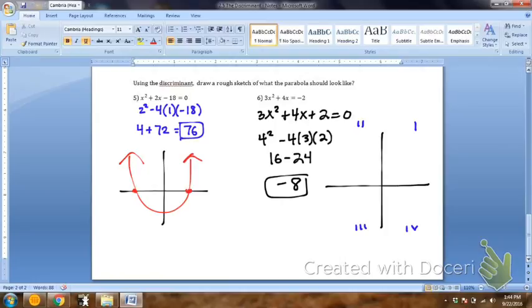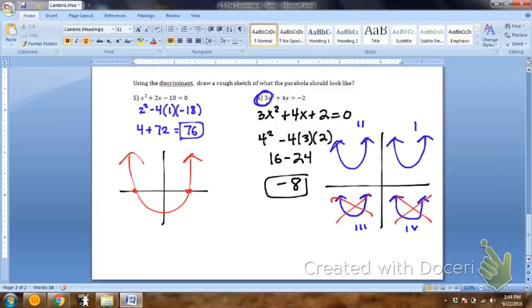Okay. So what she's saying is this is a positive, right? This is opening up because our A is positive. But if we drew it here, it's eventually going to touch the x-axis. Yes, you're right. Okay, so it can't be in this quadrant going up. And it can't be in this quadrant going up because it's eventually going to touch it. So it's going to have to be in quadrant 1 or 2 going up.